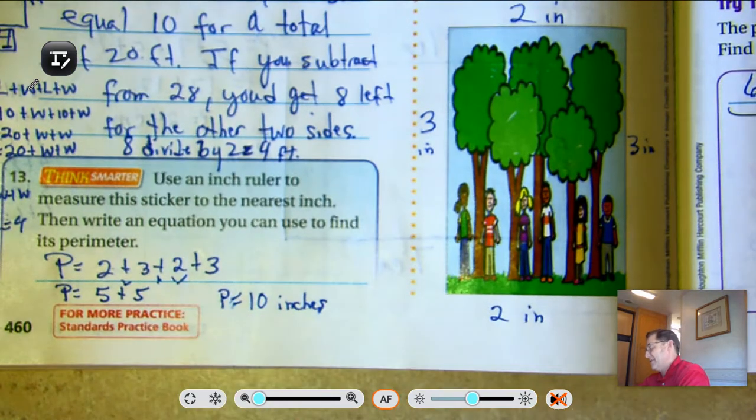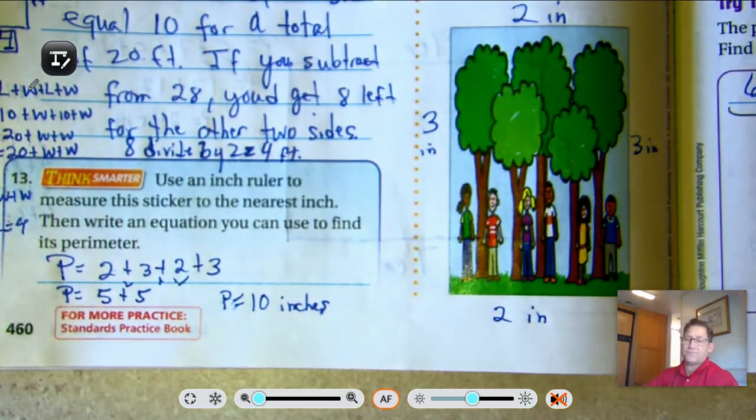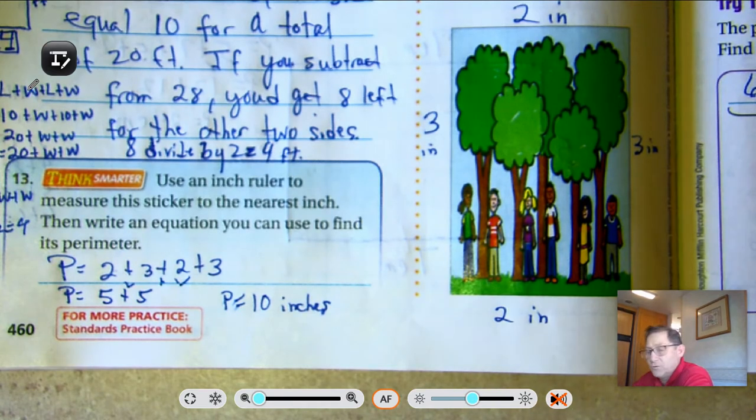Okay, so that's it for measuring perimeter using an inch ruler and centimeter ruler. In our next lesson, we're going to work on finding unknown side lengths.